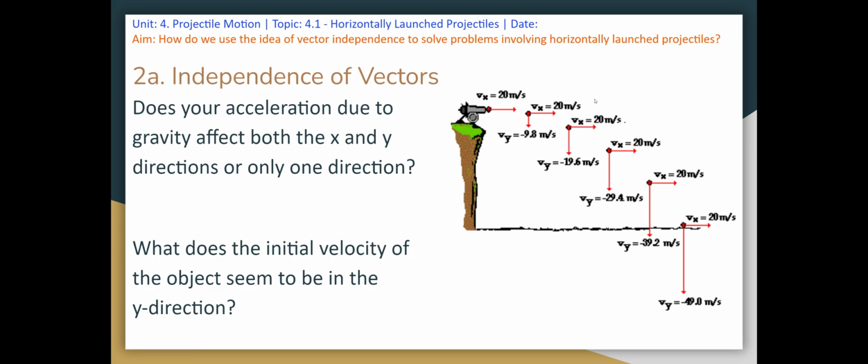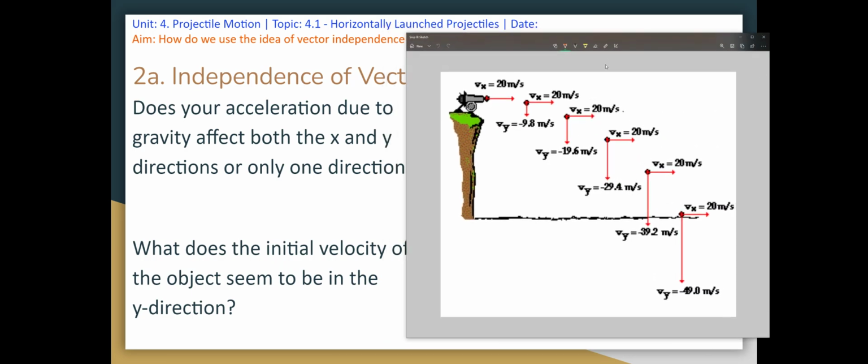So now we go into independence of vectors. The first question says, does my acceleration due to gravity affect both the x and y directions or only one direction? You can see here that my acceleration due to gravity really only acts in the y direction. You can say that because you don't really see your horizontal velocity changing. Your v sub x doesn't really change. It's essentially 20 meters per second every single time and point in this image. So we can say that my horizontal velocity is not changing.